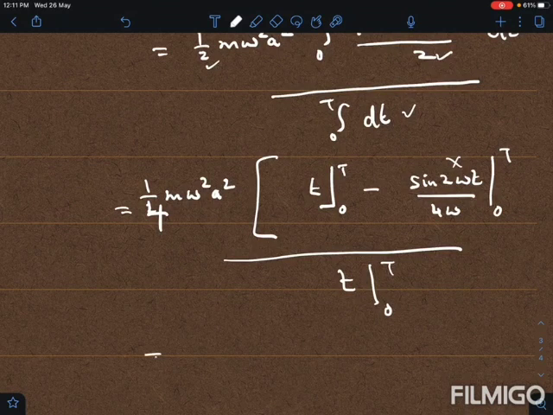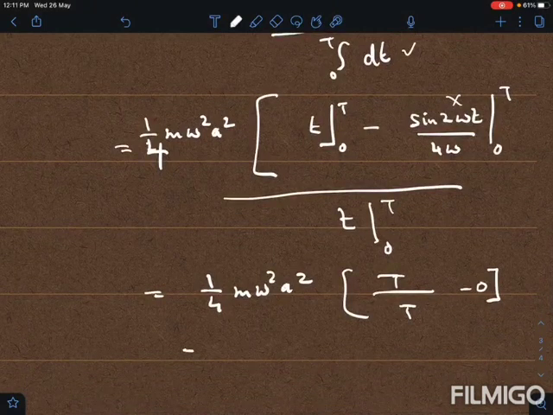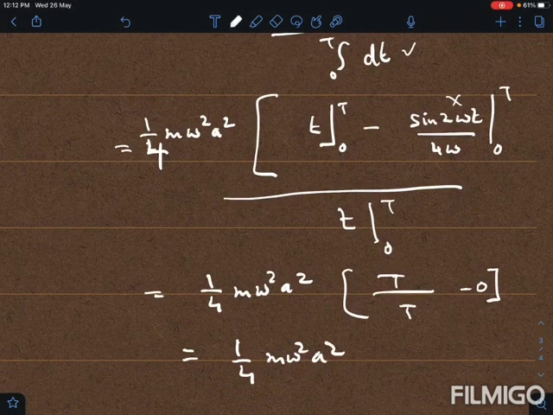So you have 1 by 4 m omega square A square, capital T divided by capital T. The other one is 0. So thus you end with 1 by 4 m omega square A square. That's the average potential energy.